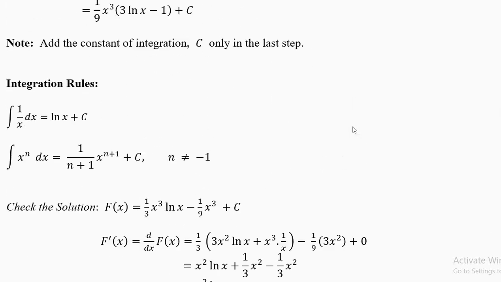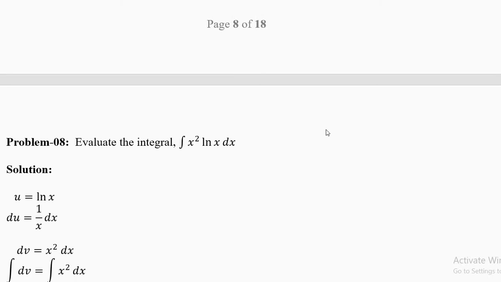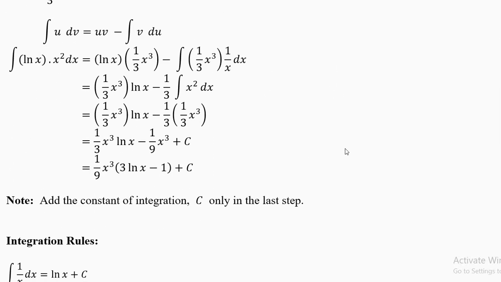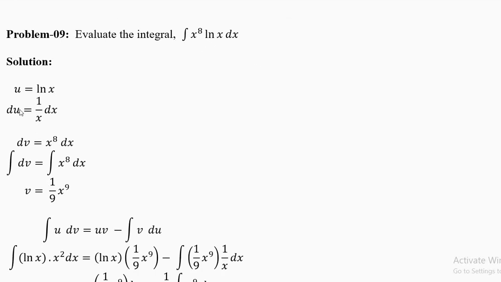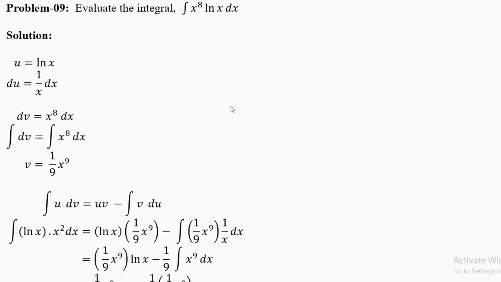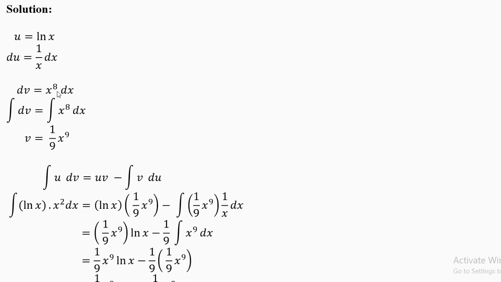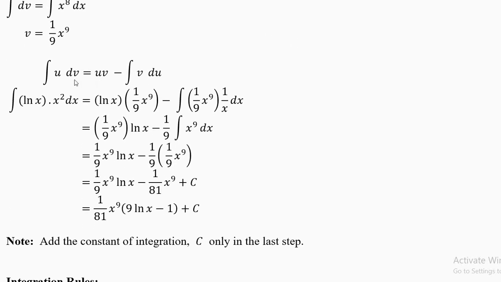Now here we are doing integration of x squared ln x. In this case we can do any power, even fractional powers, x power 8 ln x, we can do it. Put u equal to ln x, du equal to 1 by x dx as before, dv equal to x power 8 dx. So v equal to 1 over 9 x power 9. Now take your main formula, integration of u dv equal to uv minus integration of v du.